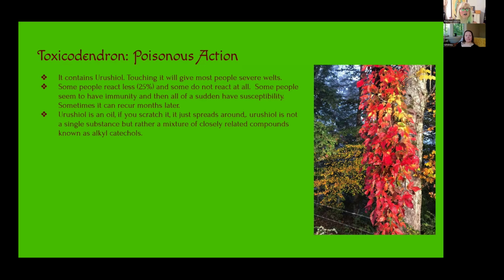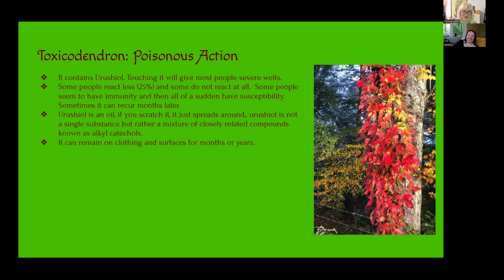Urushiol is an oil. So if you scratch it or wash it with an oil-based soap, it's just going to spread it around. Urushiol is a substance made of a bunch of compounds known as alkyl catechol. This oil can remain on clothing and surfaces for months or years. That sucks. Just throw it away.